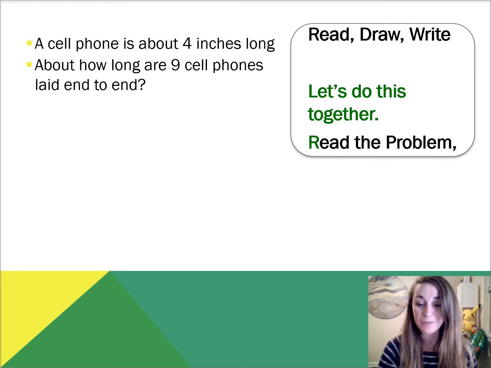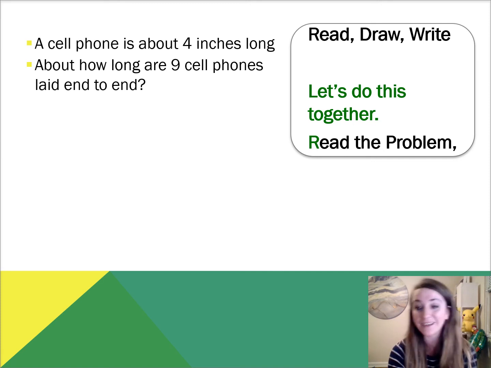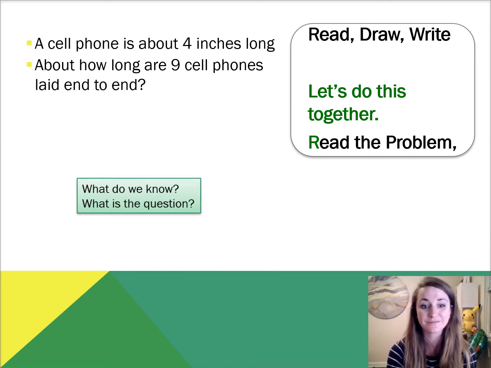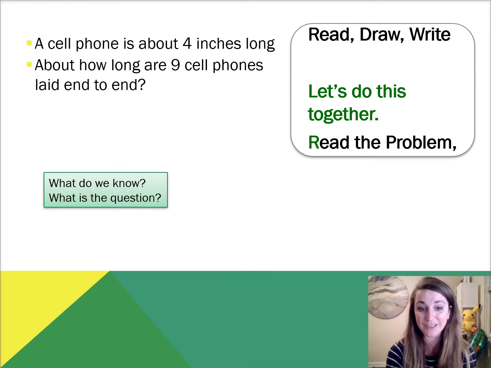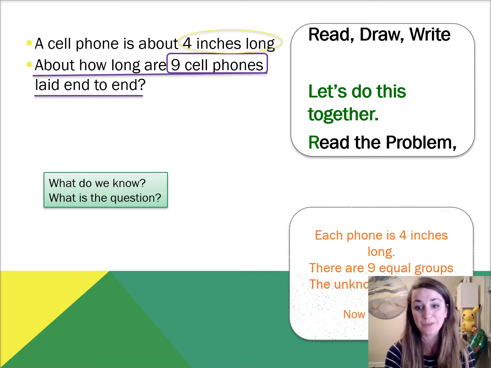Let's read, draw, and write. A cell phone is about 4 inches long. About how long are 9 cell phones laid end to end? Let's think about this. What do we know and what is the question? Well, so far we know that each phone is 4 inches long. There are 9 equal groups and the unknown is the total.